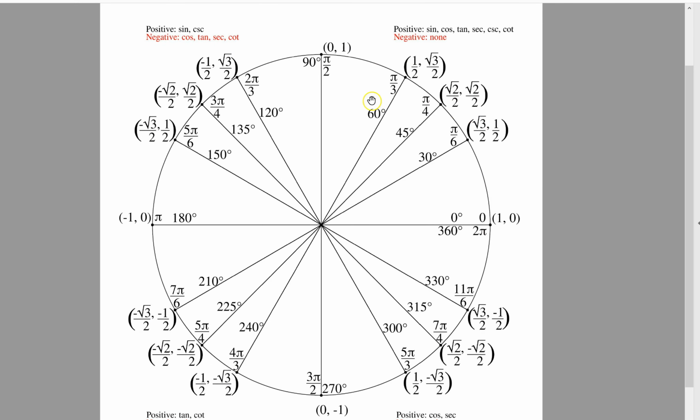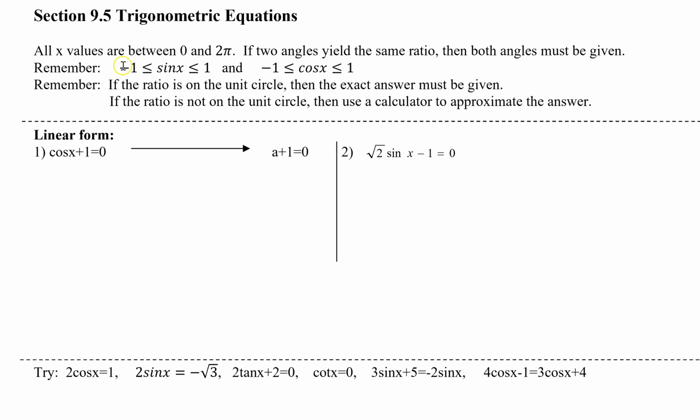So if we get any of these exact answers, then we will give the exact answer. Any of these angles will be given if this is what our function equals. If it's not, then we use our calculator. And you also need to remember that our sine and cosine have to be between -1 and 1. So remember, if the ratio is on the unit circle, give the exact answer. If it's not, then you use a calculator with the inverse to find it.